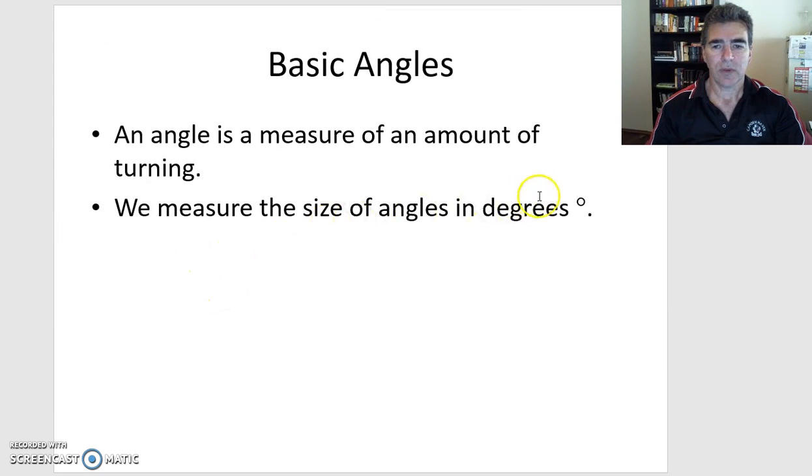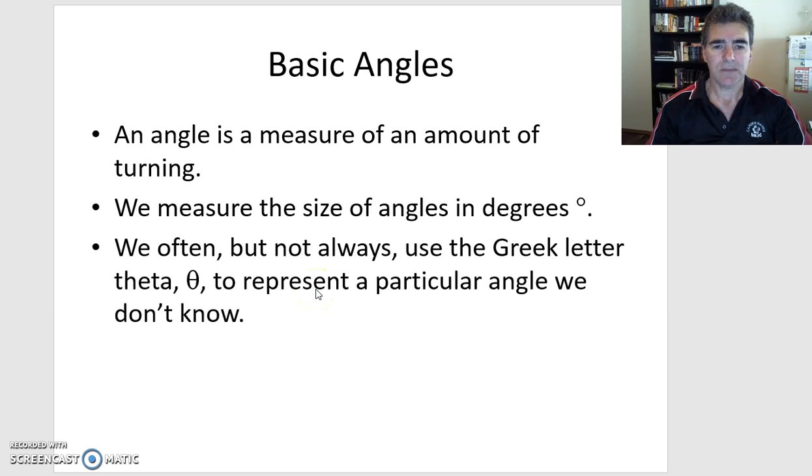So we use degrees, and there's our symbol for degrees, to measure the size of angles. And we often use this Greek letter theta, but not always, to represent a particular angle that we don't know. And as I go through some examples and some later videos, I'll use something different from theta just so you get used to all we're doing is just marking an angle.